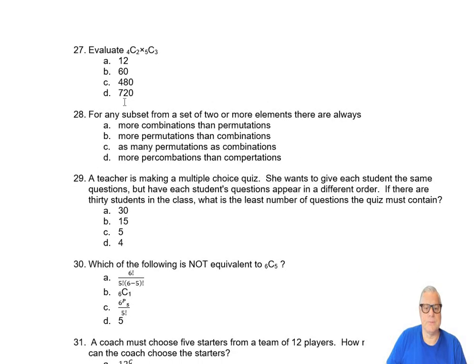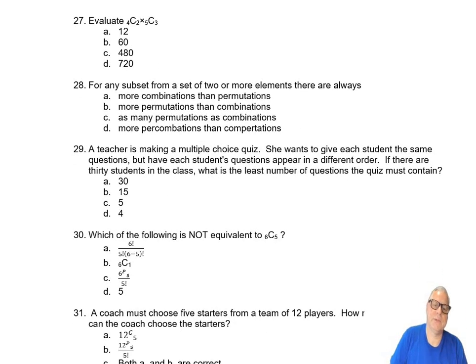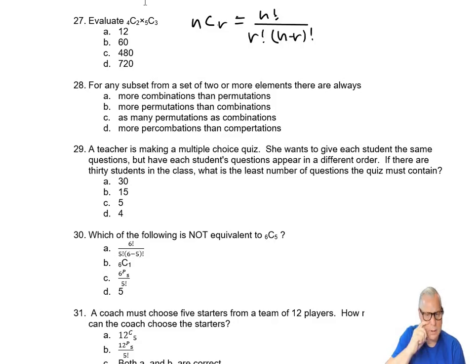Okay, so now we evaluate combinations. Again, the formula for combinations is n choose r, in general terms. Okay, so this would be n factorial over r factorial, that's a difference to the permutation, times n minus r factorial.